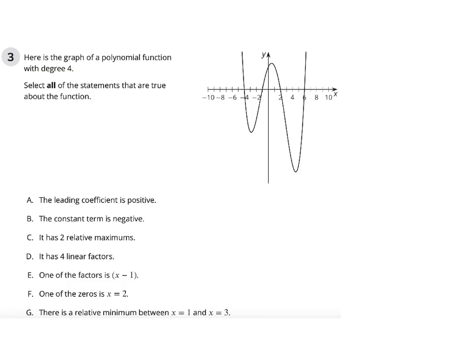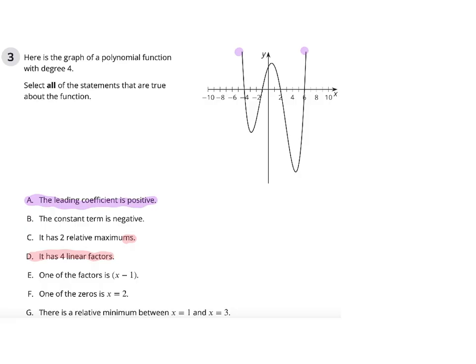Okay, looking at number 3. Here's a graph of a polynomial with degree 4. Which statements are true? The leading coefficient is positive. That's true, because it ends high, so that tells us the leading coefficient is positive. The constant term is negative. That is not true. It has 2 relative maximums. That's not true. It has 4 linear factors. That is true.